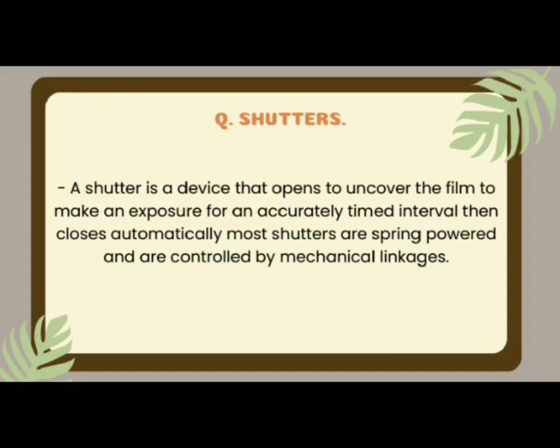So my explanation for that is a shutter in photography is a mechanism that opens and closes to control the duration of exposure to light on the film or image sensor. It ensures that light only hits the film or sensor for a precise amount of time, determining the exposure of the photograph. Most shutters are spring-powered and controlled by mechanical linkages. True electronic shutters are also common in digital cameras. This precise timing is crucial for obtaining well-exposed images.